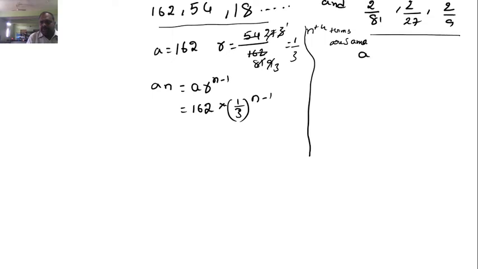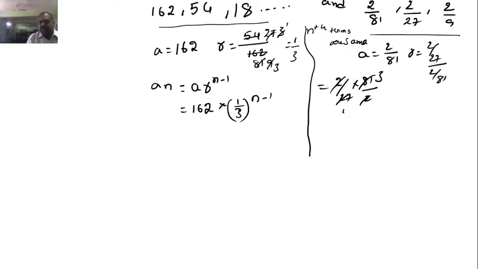Here A is equal to 2 by 81, and R is equal to 2 by 27 divided by 2 by 81. That is 2 by 27 into 81 by 2. Cancel 2 and 2. 27 times 1, 27 times 3. The R value is 3.